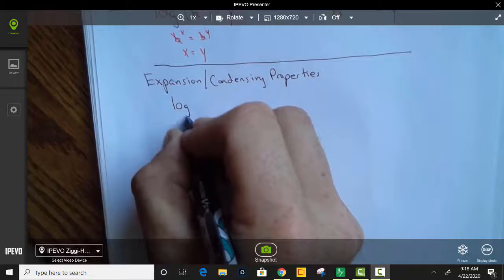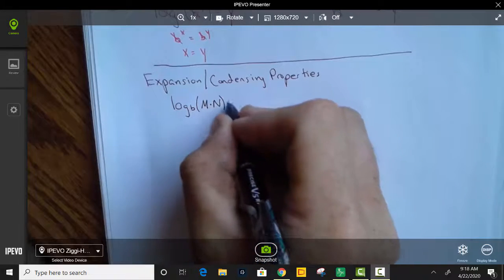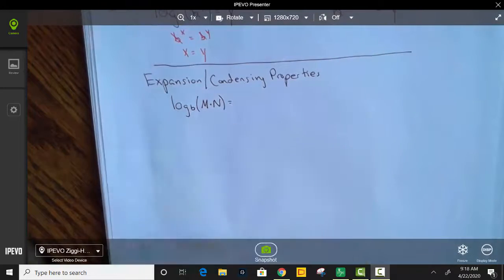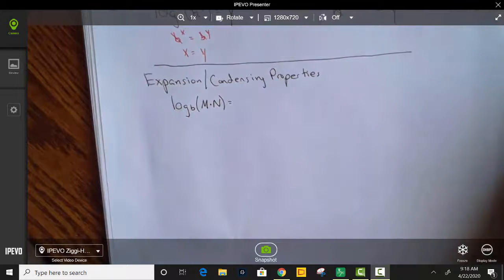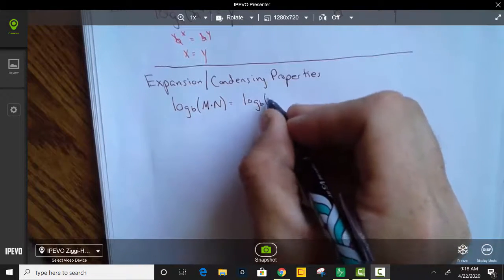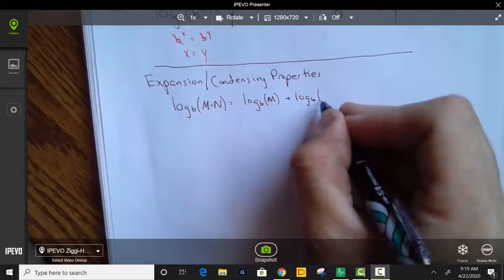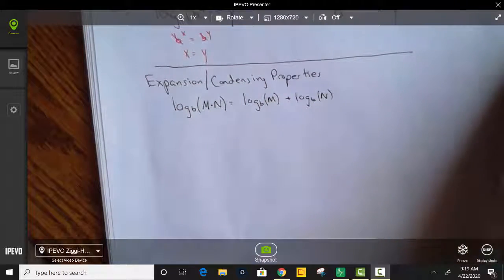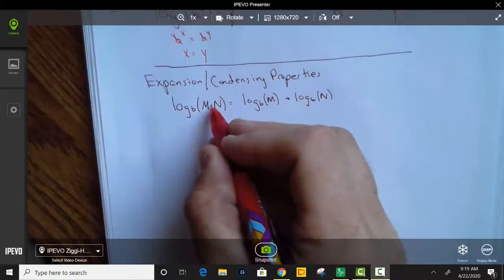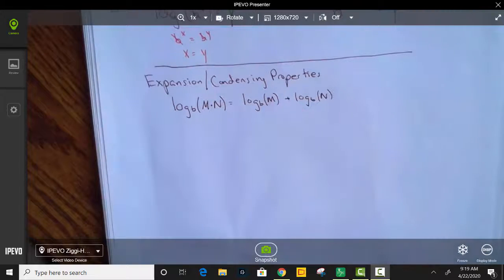So the first property here says log base b of m times n. That's a logarithm with a multiplication inside. This would expand to log base b of m plus log base b of n. So notice, we went from one logarithm to two logarithms. We had a multiplication between the two expressions. We now have an addition between the two logarithms.